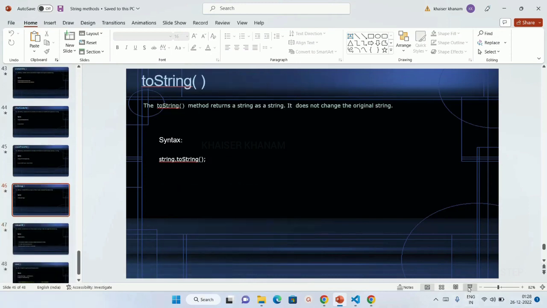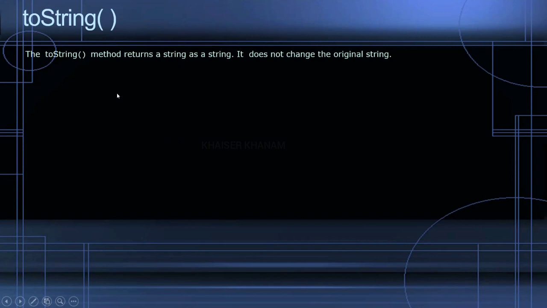Next we are having toString. Now this toString method returns a string as a string, and it will not change the original string. Whatever original string I am having, it is not going to change it. Okay, now let us see the result. This will be the syntax: string dot toString. It is just going to return me a string.